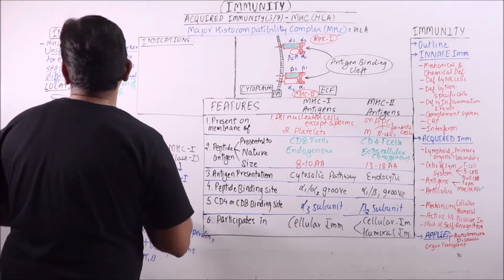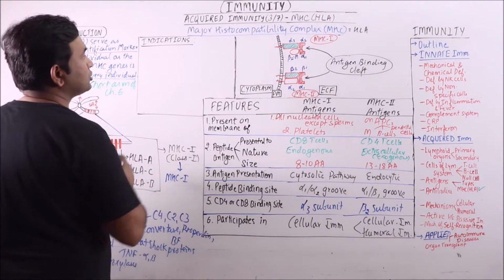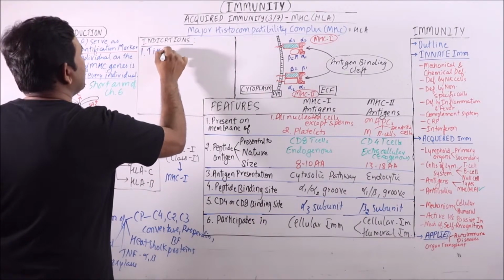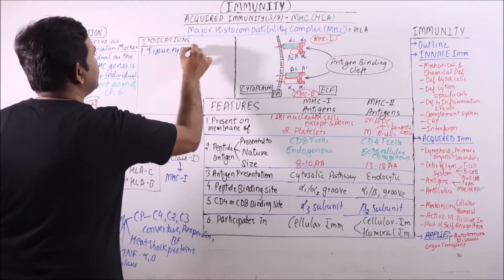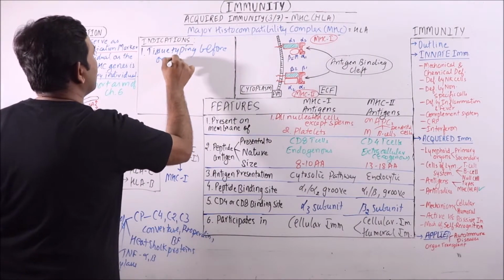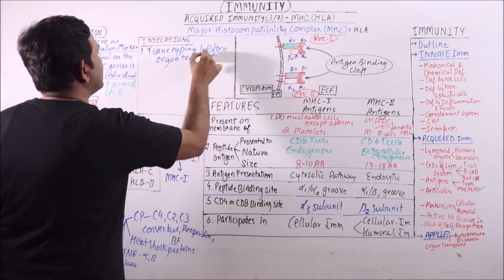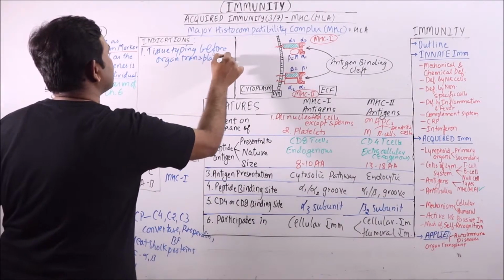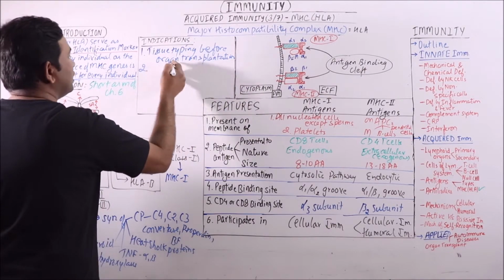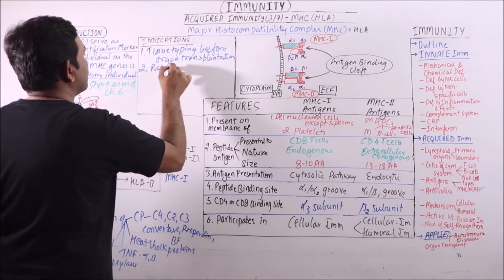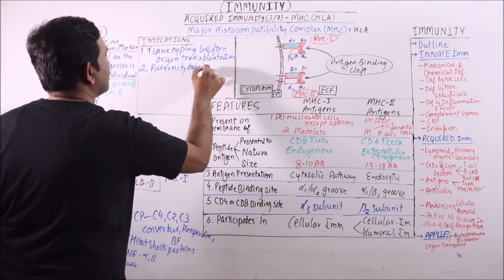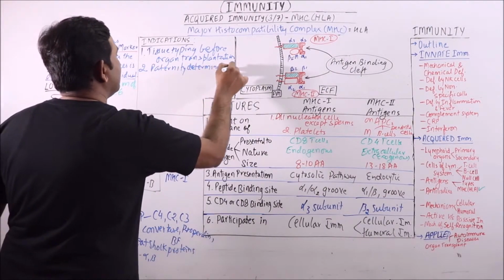Now what are the usual indications of the MHC complex? First one is, it is used for tissue typing before organ transplantation. Next, it can also be used for paternity determination.